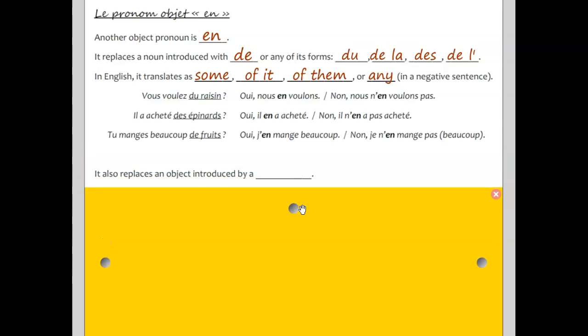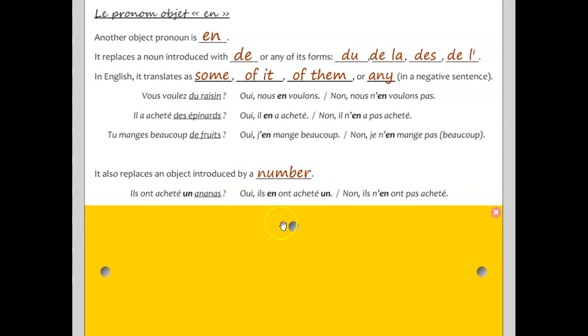However, there is another way that we use it as well. "En" is also used to replace an object that is introduced by a number. So here's an example of that. Ils ont acheté un ananas. Did they buy a pineapple or one pineapple? Remember, a and one are the same thing in French. When we do this, we're going to say, oui, ils en ont acheté un.